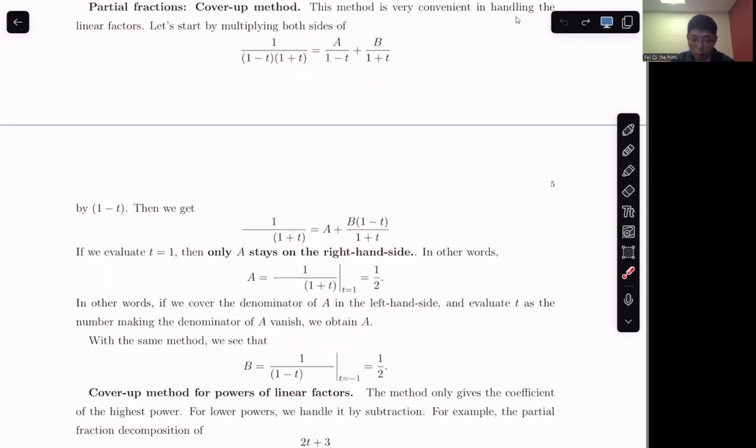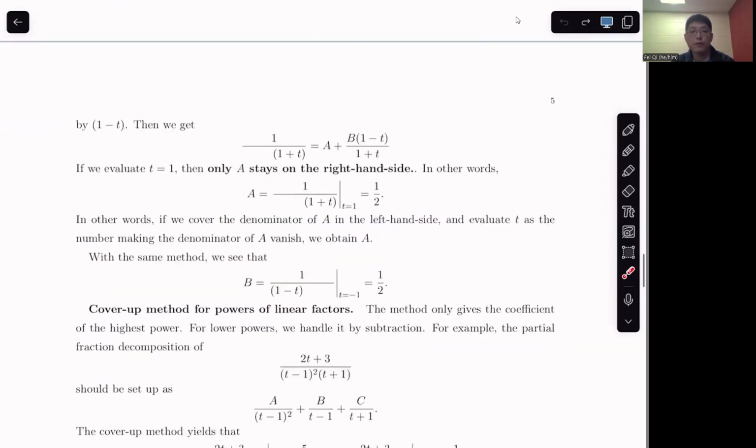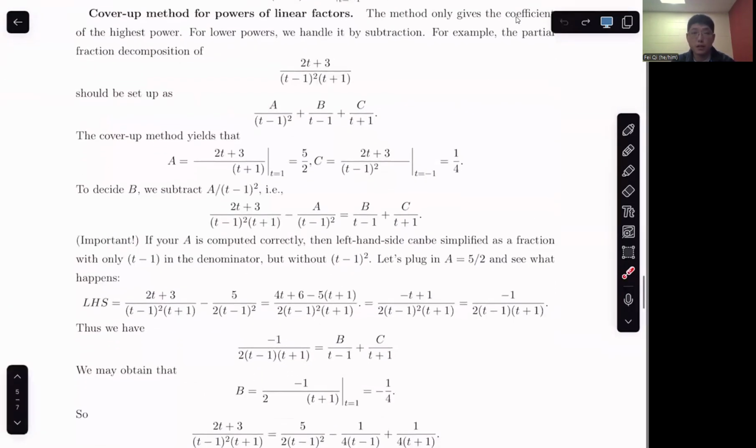Namely, there are no powers in these locations. So what happens if there are powers? In this case, if there are powers of linear factors, then this method only gives the coefficient of the highest power. But it doesn't mean that we have to deal with the lower powers in the usual way. For lower powers, we could also handle it by subtraction. Let me explain in greater detail in the next example.